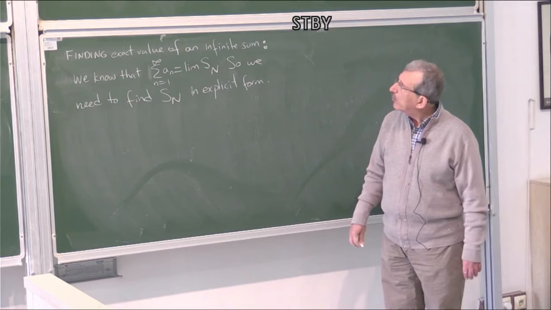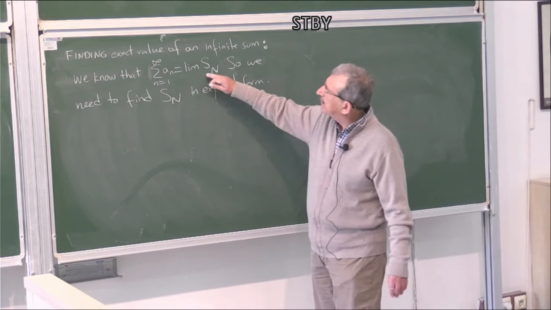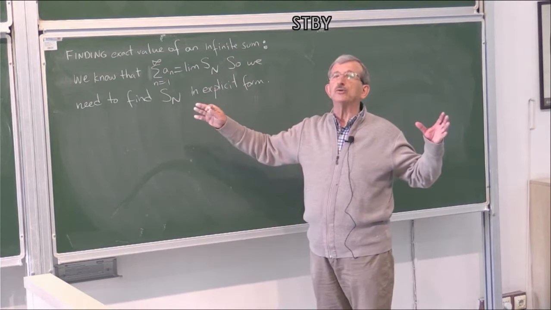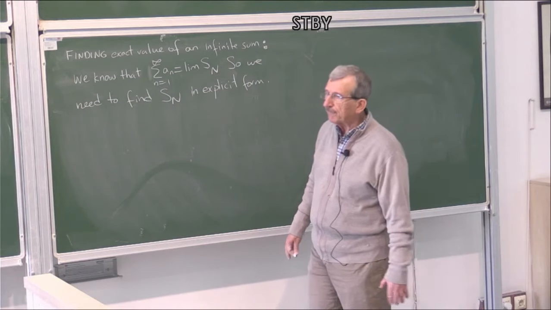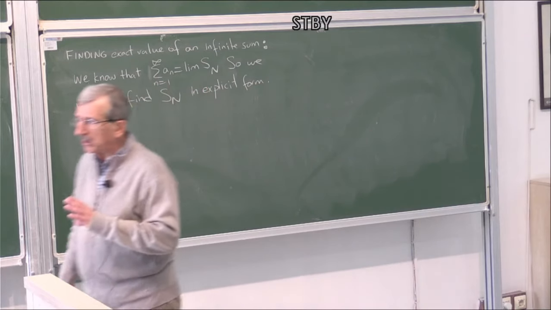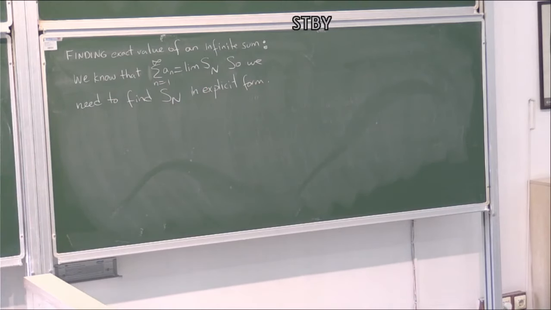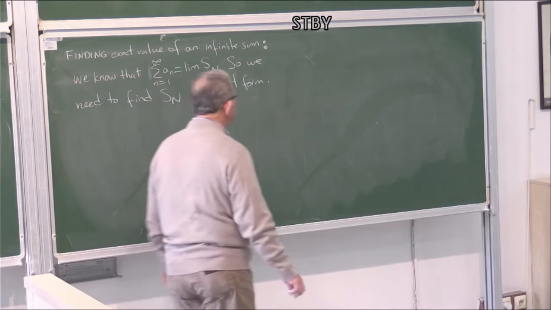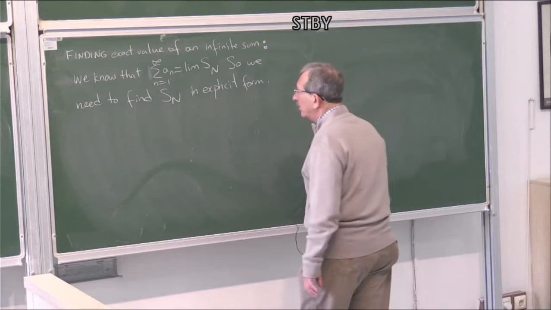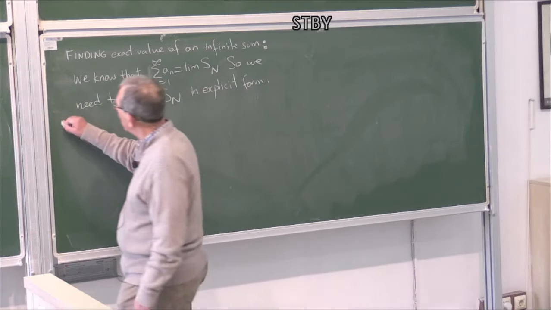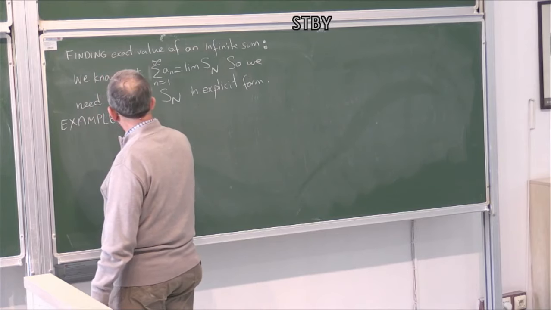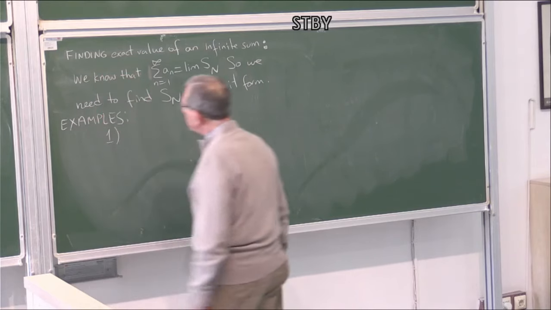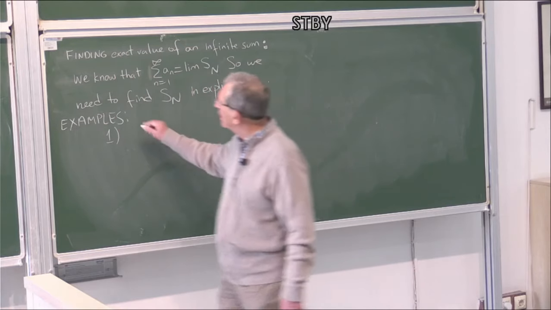Now, how can we calculate Sn, that is the sum of the first n terms? It is not that easy if you don't have just nice numbers and special cases. You need to specialize on a few basic examples. Let me give you two of them. The first one is the so-called geometric series.